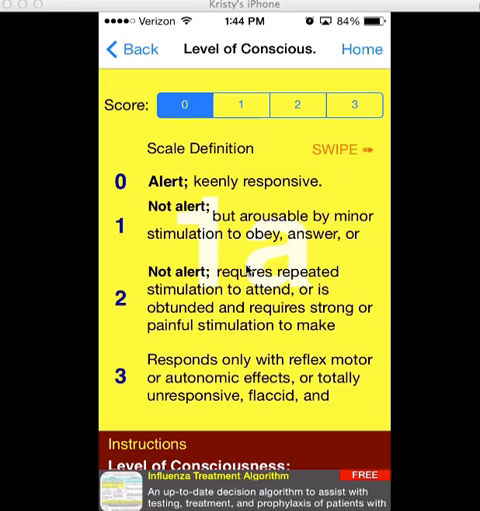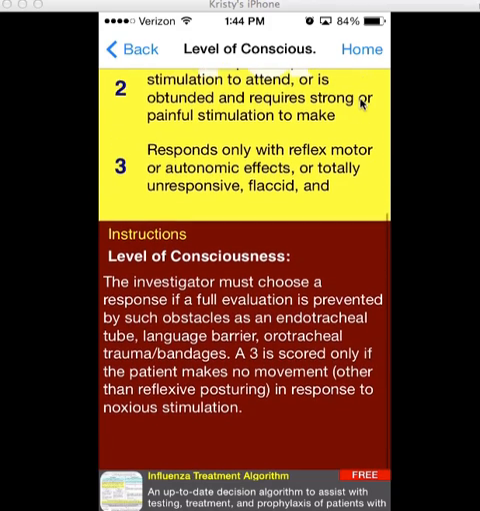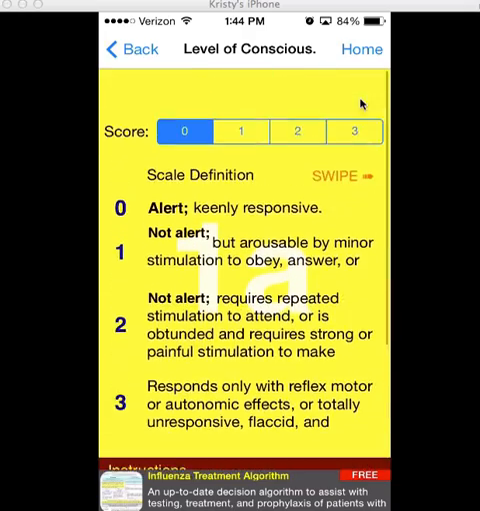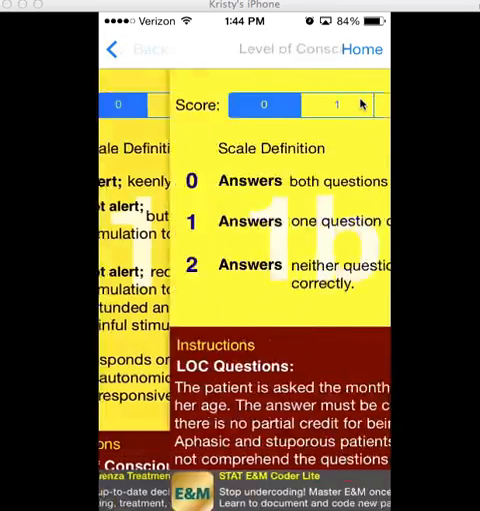You will notice at the top of each page is a scale score. Scales will range from 0 to the highest number. A 0 is considered normal, and the highest level will be the most deficit. You can see the instructions for the page by scrolling down to the bottom. Each page has a set of instructions, and to move to the next page, simply swipe.